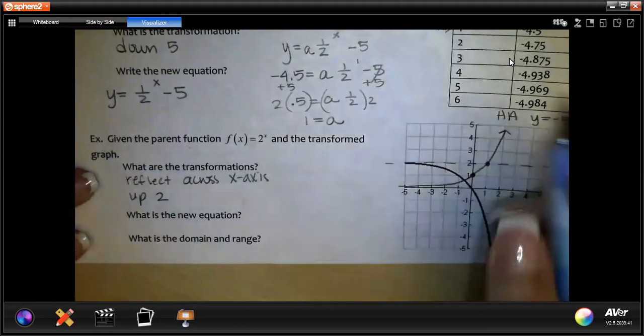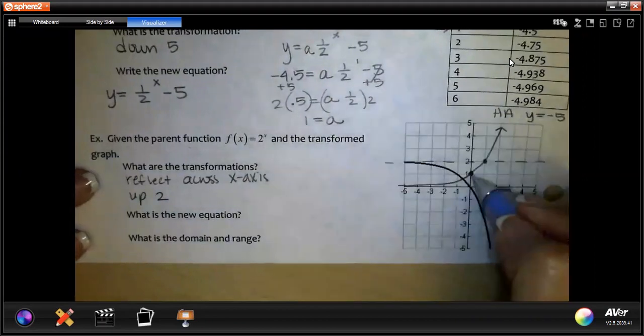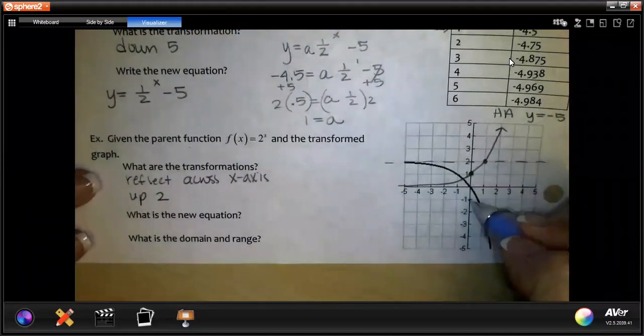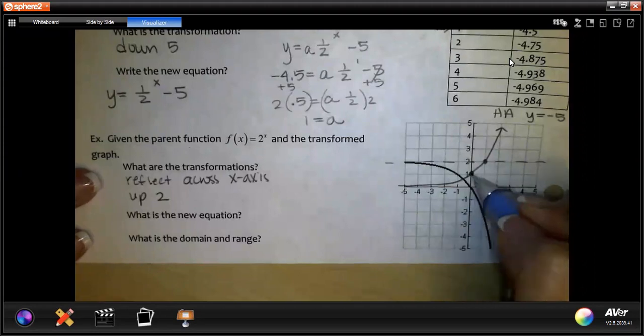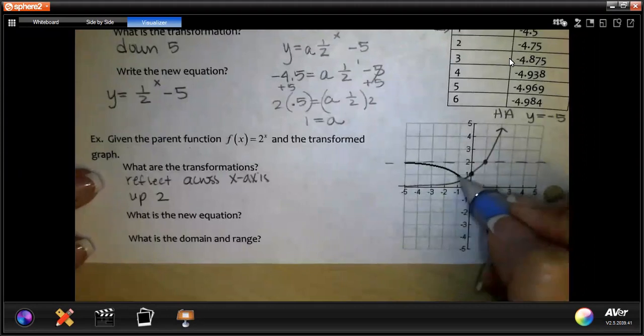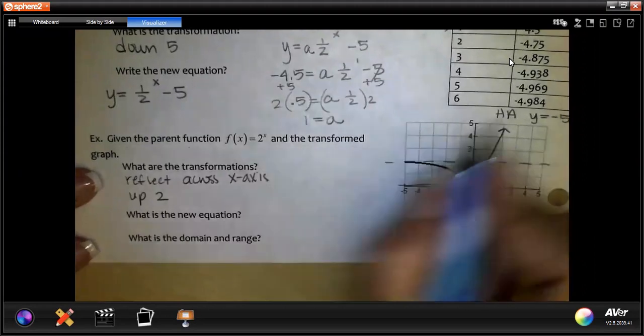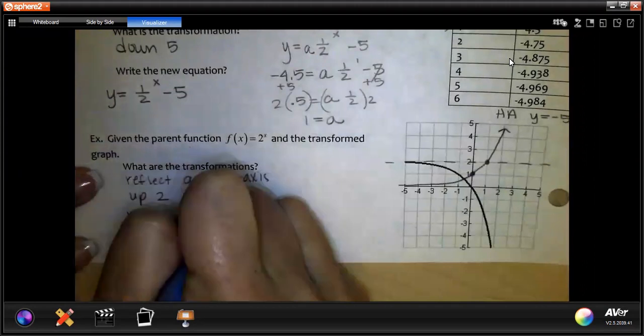So now I'm going to take this point, (0, 1). I know it's been reflected over the x-axis, so I reflect it and it goes over here to (0, -1). I know it's been moved up 2, so I move it up to (0, 1). It ends up in the same place here. That is not on my graph. I need to move it to the left 1 to get it to my graph. So now I know there's another transformation of left 1.